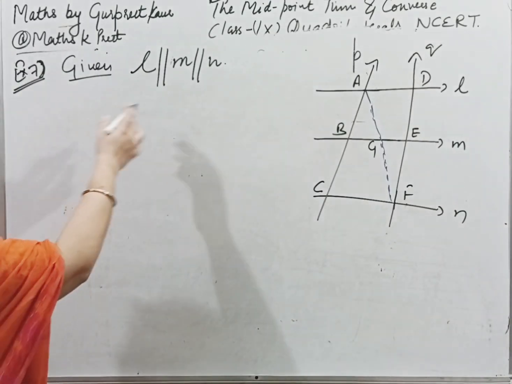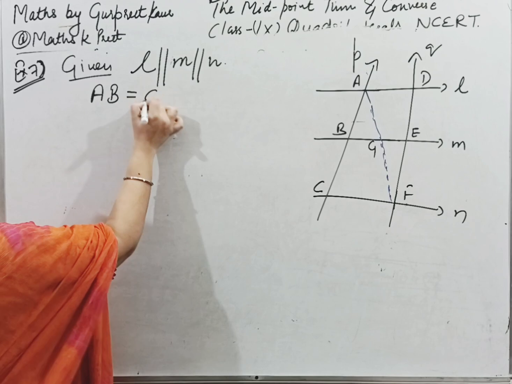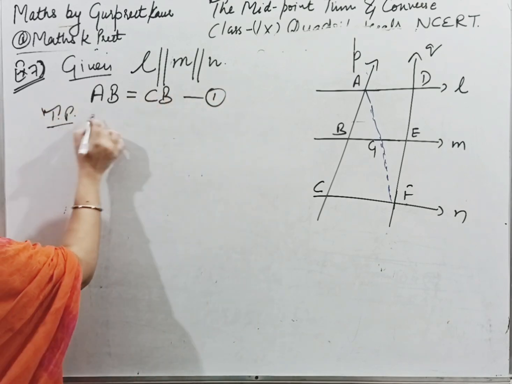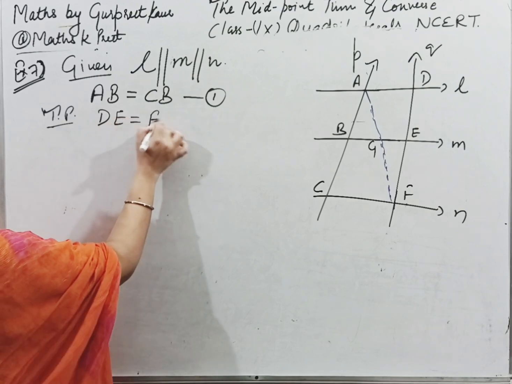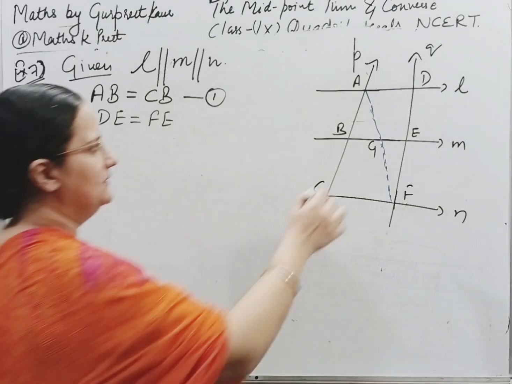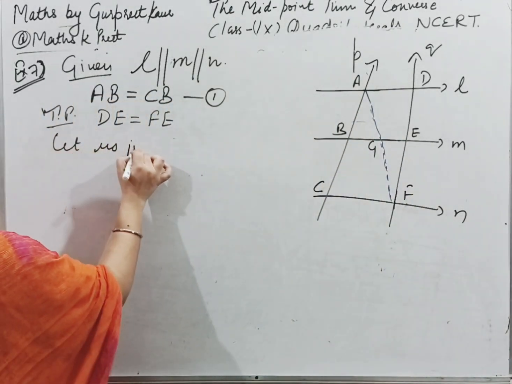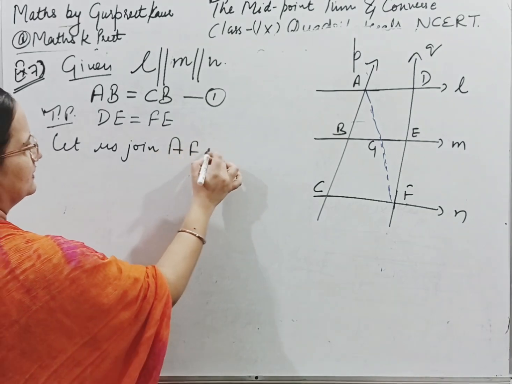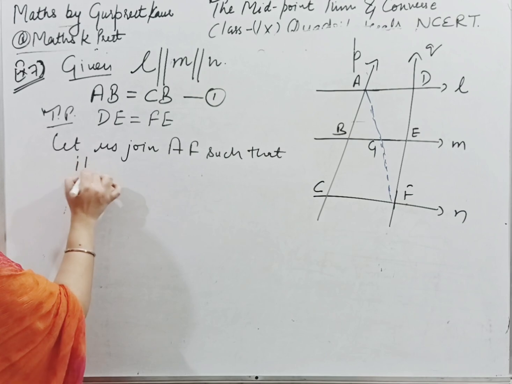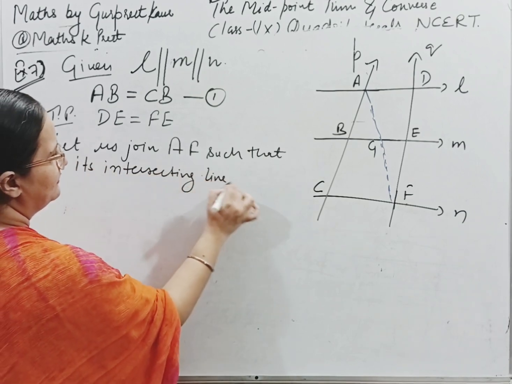Let's write what we have. Given L parallel to M parallel to N, what else we have? We have AB is equal to CB. Mark it number 1. We'll make use of it. To prove, we have to show that DE is equal to FE. So in this question, let us join AF to prove the result. So here we'll write, let us join AF such that it is intersecting line M at point G.